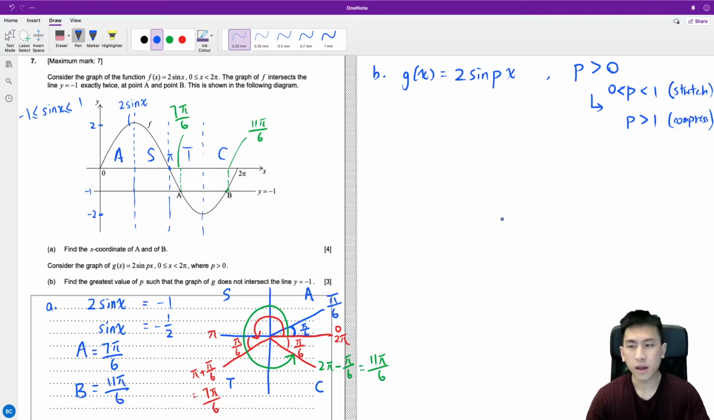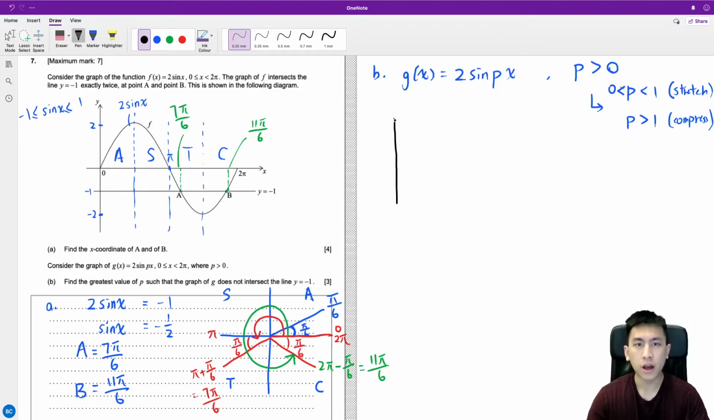Okay. So and then part B, right? So they were like, okay, find the greatest value of p such that the graph of g does not intersect with the line. Right, here's the thing. Now, this diagram is quite messy, so I'm just gonna draw another one here.